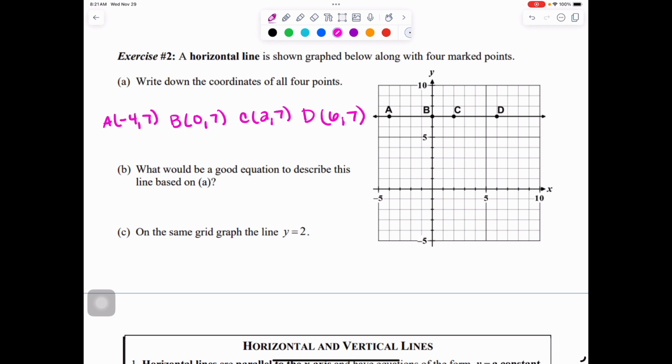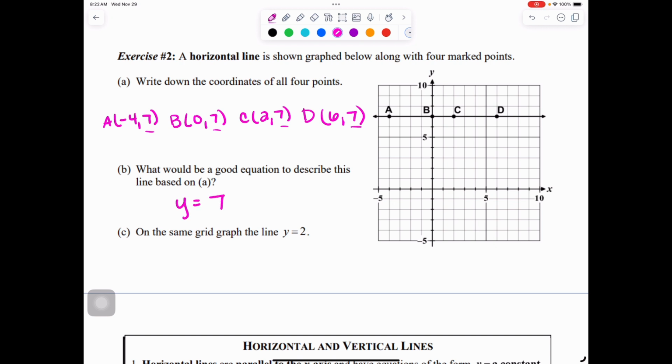Question B says, what would be a good equation to describe this line based on A? It doesn't ask you the same exact questions as before. Last time they asked you to find what was common amongst all the points. We still have to do that in order to be able to write the equation that they're asking us for in part B. Even though it's not listed as a step, that should be the next thing that you think about in your head. So look at your 4 coordinates. What do you notice is common to all of them? This y value of 7 is popping up repeatedly, which means the equation for this line should be y equals 7.